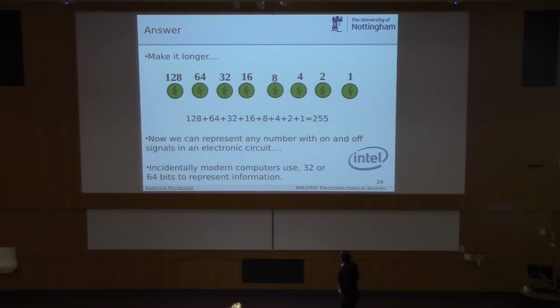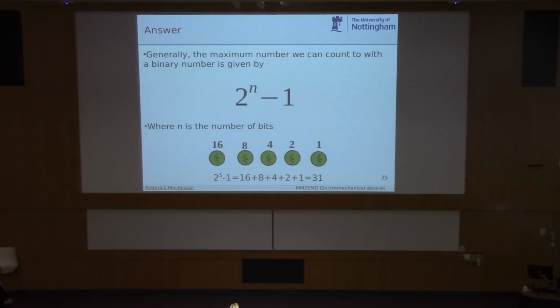Okay? So if we had 8 bits, the maximum number we could count to would be 255. So it'd be 128 plus 64 plus 32 plus 16 plus 8 plus 4 plus 2 plus 1 is 255. And in general, the formula for figuring out how high you can count is 2 to the n minus 1. So if you've got n bits, you can count to 2 to the n minus 1. So for example, here we'd be able to count to 31.